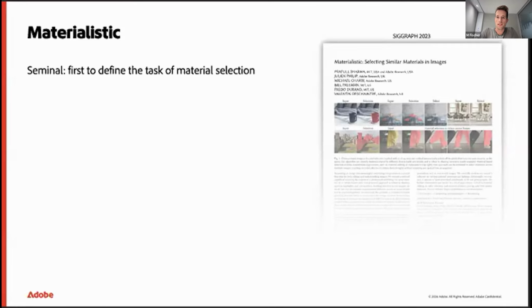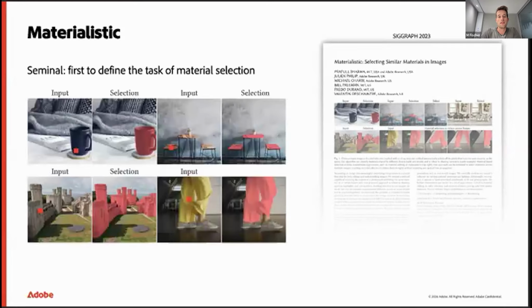What do I mean by this? Again, we've seen those examples, and those were mostly from this paper, right? So you have an input, you have a click, and you get a per pixel dense selection mask that explains your click and that covers all the material of this in the image. And as you've seen, this is really hard because you have shading differences, reflectance, and so on.